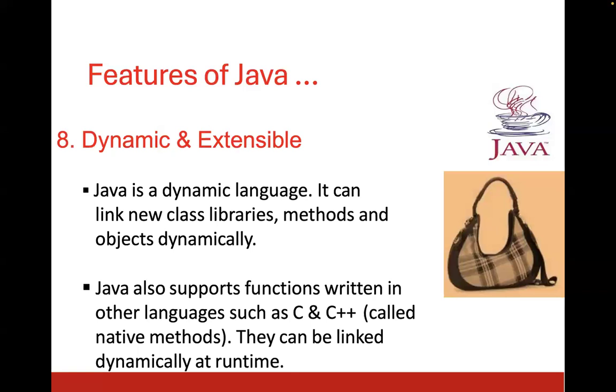And then dynamic and extensible. So we can create new libraries, methods dynamically. Java is a very supportive programming language because we have some nice features from C and C++.